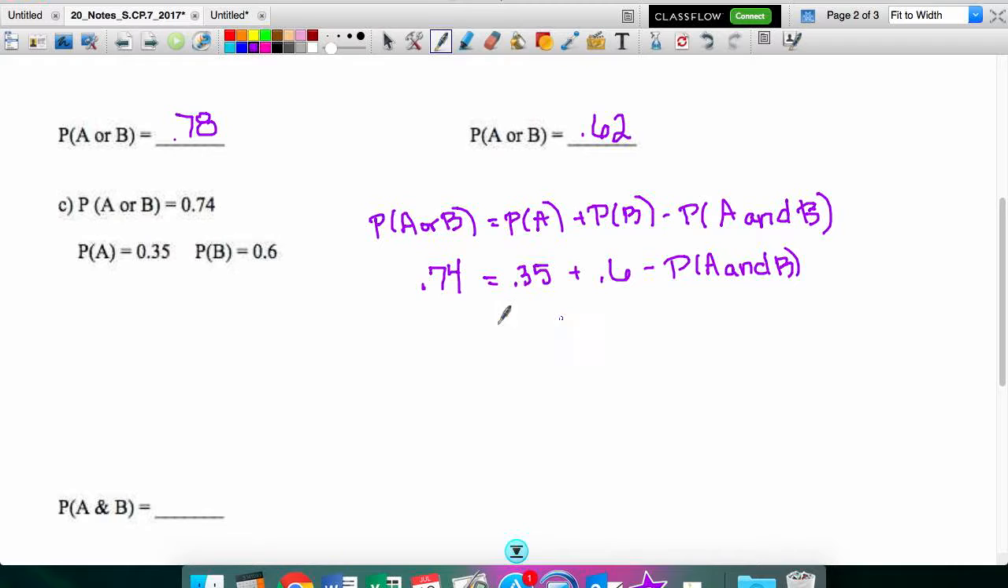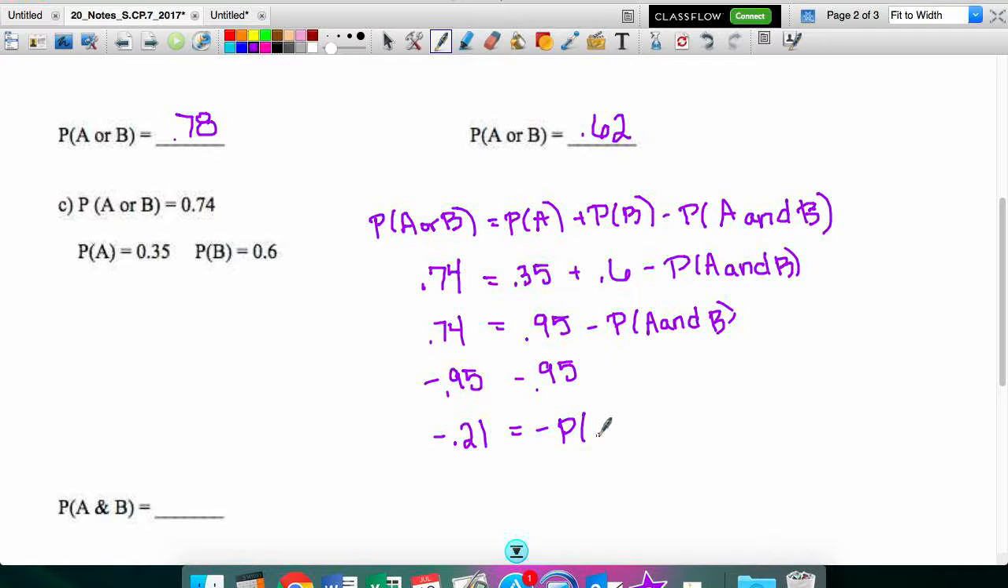In order to solve, I'm going to simplify first. So I'm going to combine the 0.35 plus the 0.6. If I do this, I get 0.95. Next, in order to solve for our probability of A and B, I'm going to get rid of the 0.95 that's on the same side by subtracting by it. If I take away 0.95 from 0.74, I actually get a negative 0.21. Now don't let this bother you because this is not our final probability.